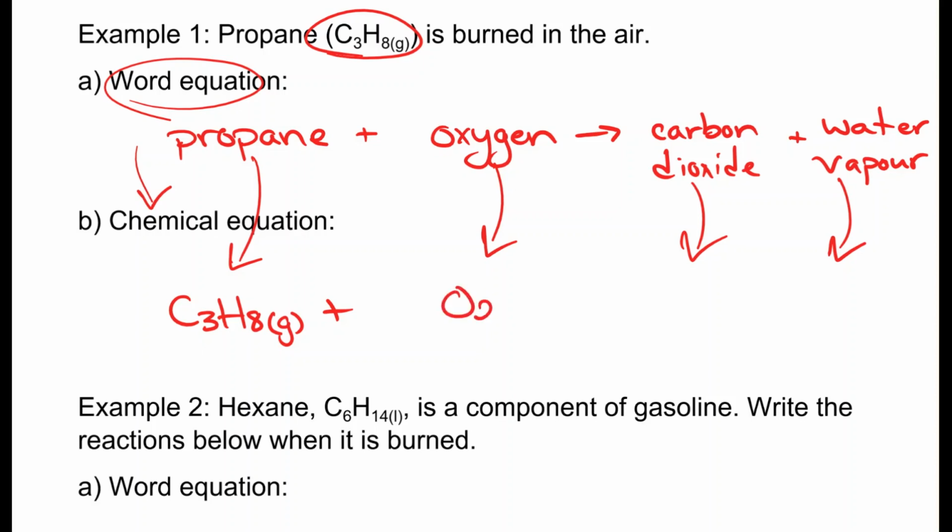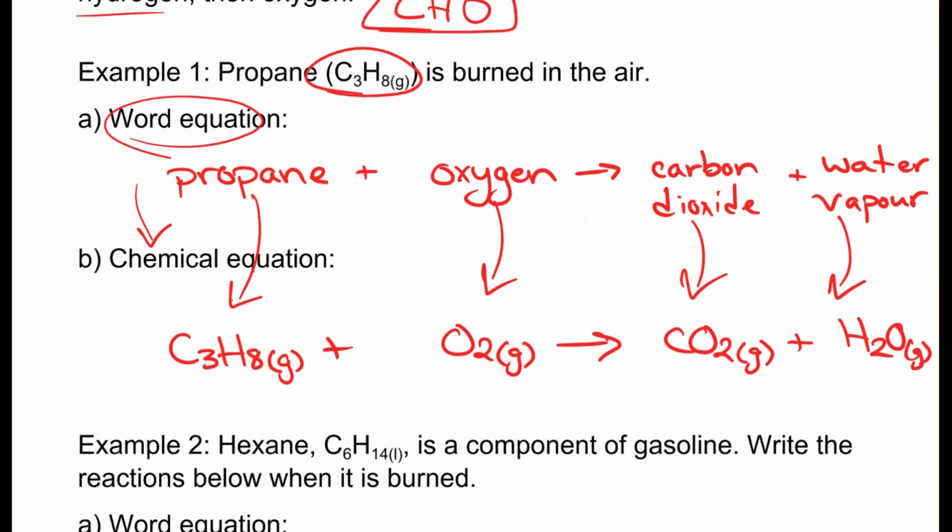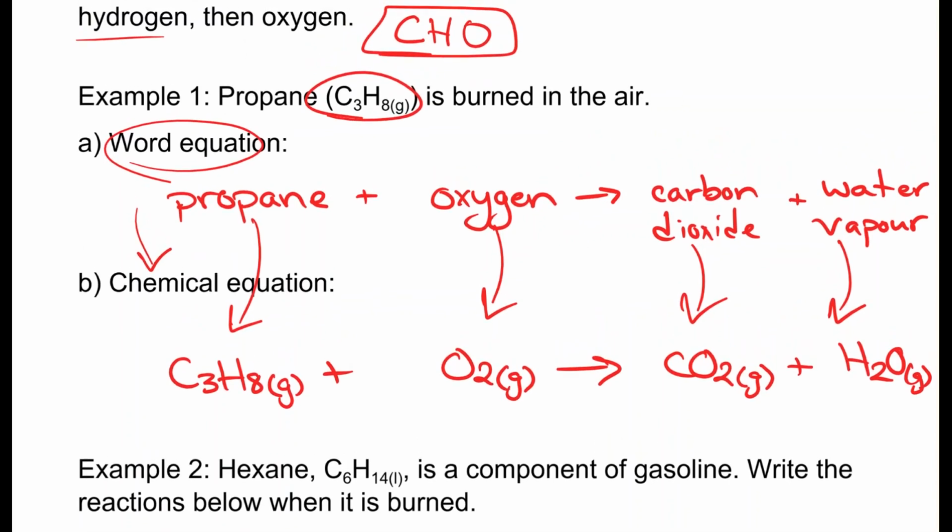It's going to react with oxygen, which is O2 gas. It's going to make carbon dioxide gas and water vapor. Perfect. So let's go ahead and balance this chemical reaction. Now the way we balance it, remember, is by balancing the carbons, then the hydrogens, then the oxygens.